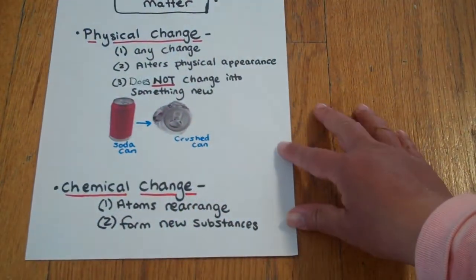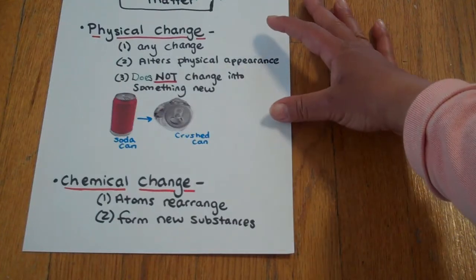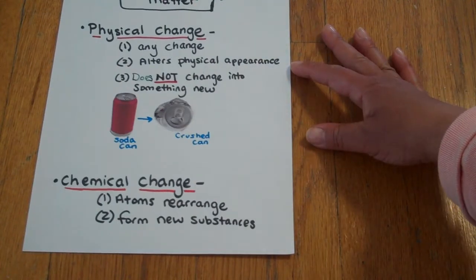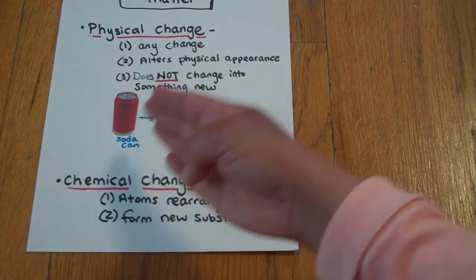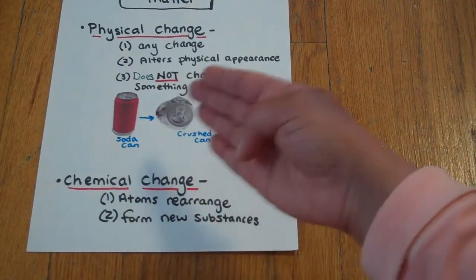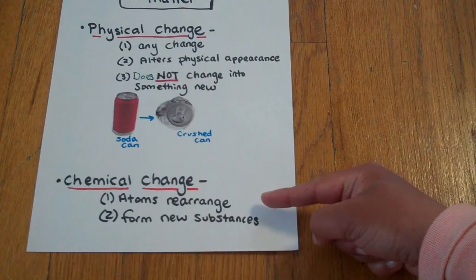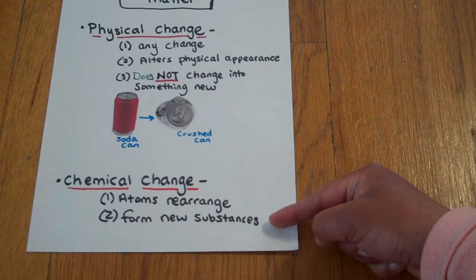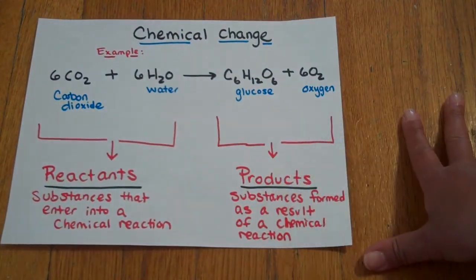Changes in matter in chemistry can be looked at in two different ways. A physical change is any change that alters the physical appearance and does not change into something new. Here's a soda can, and it's changed into a crushed soda can. It's still the soda can, it's just crushed. A chemical change is when atoms are rearranged and it forms a new substance. That's the key. Here it is, a chemical change written as an example as a chemical equation.